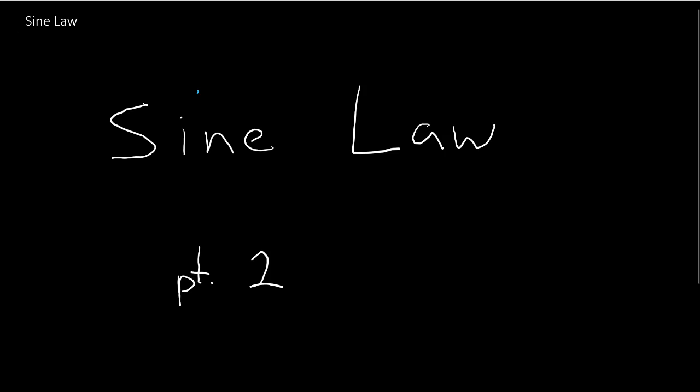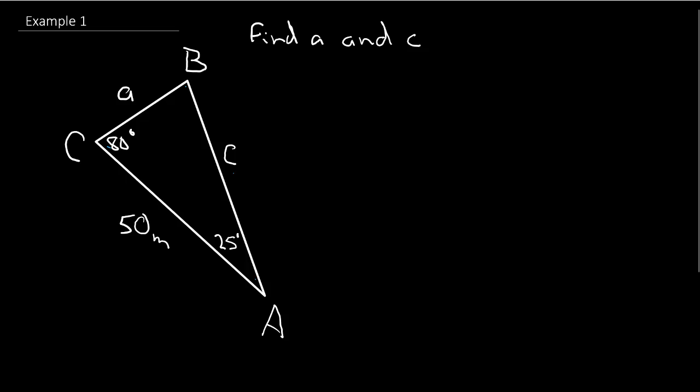This is part 2 where we're actually going to get into some examples. So example 1 here, I have a triangle properly labeled. Make sure you copy it down because I want you to be able to follow along with what I'm doing.